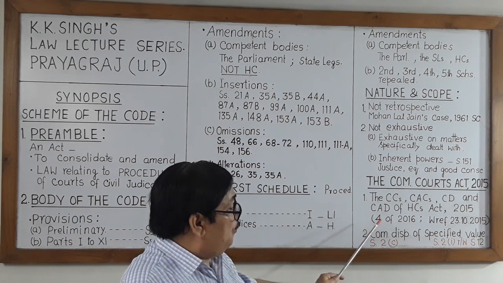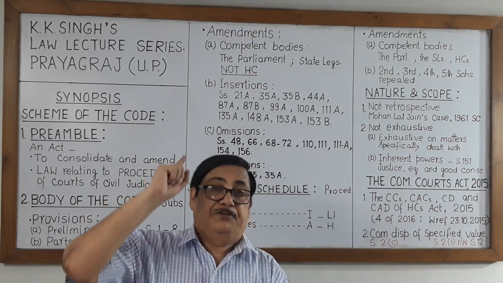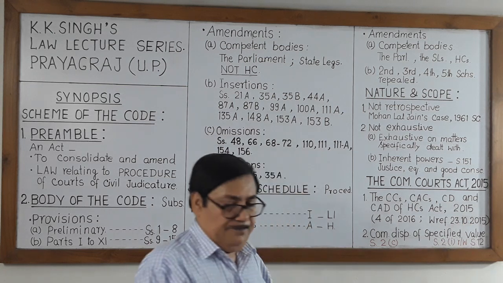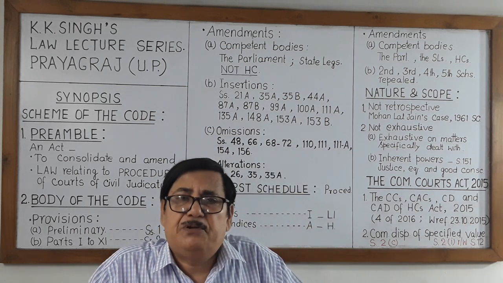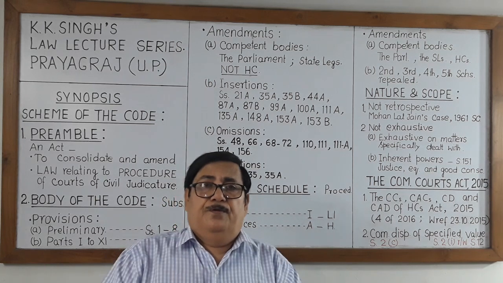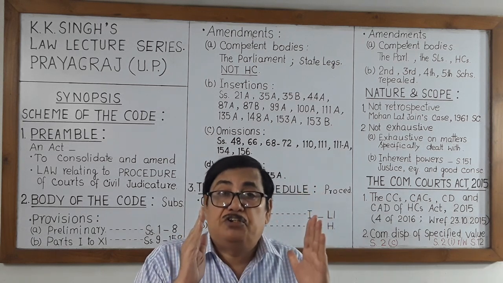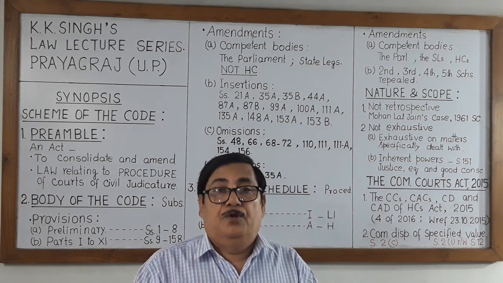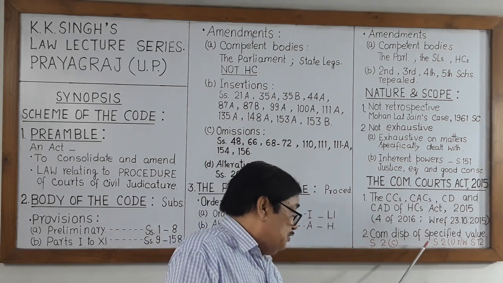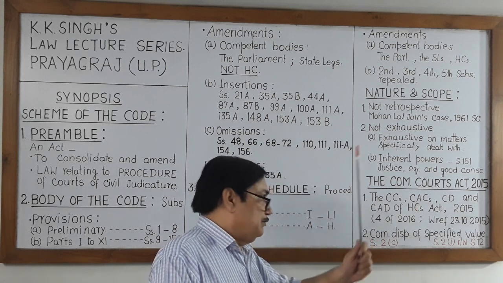This is Act number 4 of 2016 and it has been given retrospective operation. It is meant to apply with effect from 23rd October 2015. This is a central act. It relates to commercial disputes and commercial disputes of specified value. Commercial dispute has been defined in section 2(1)(c) of this act and specified value has been defined in section 2(1)(i) read with section 12.